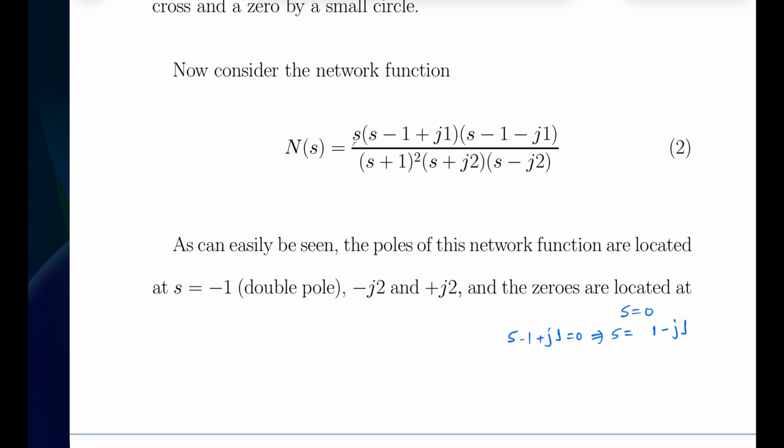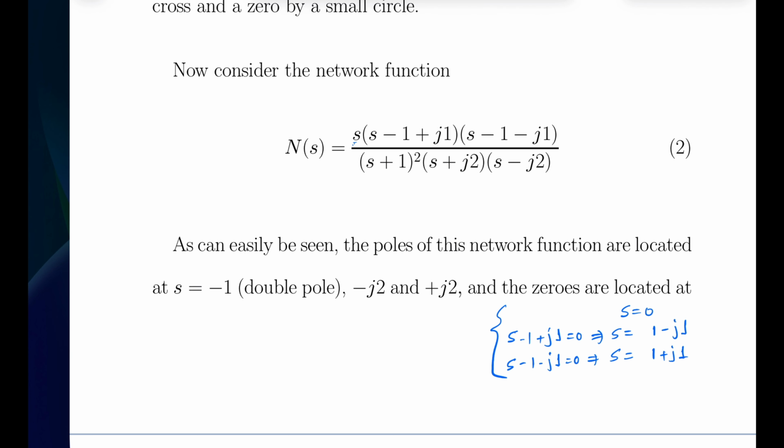The third zero appears when the third factor in the numerator, s minus 1 minus j1, becomes 0. That is, s minus 1 minus j1 is 0. So we have s equal to 1 plus j1. So these are the locations of the 3 zeros of the network function given by equation 2.